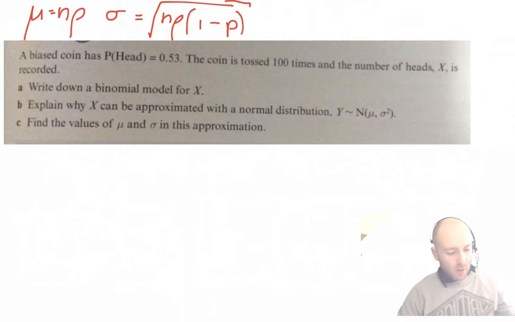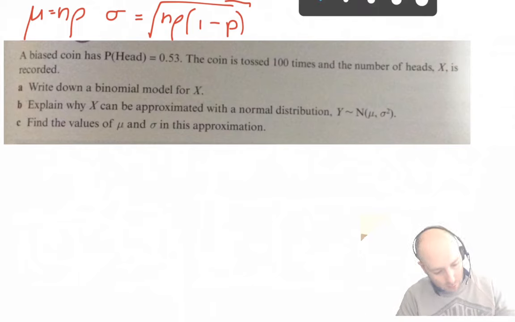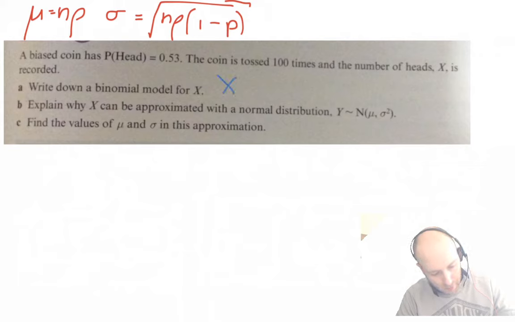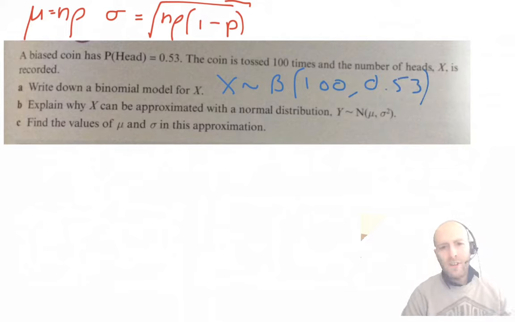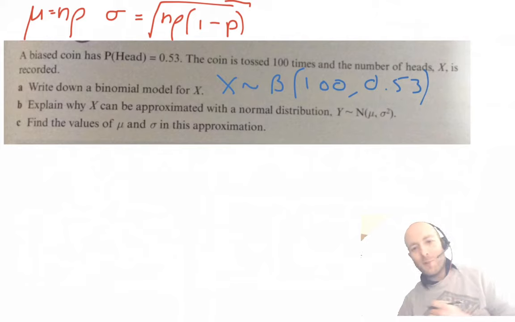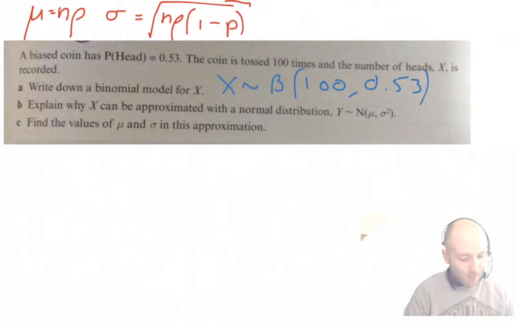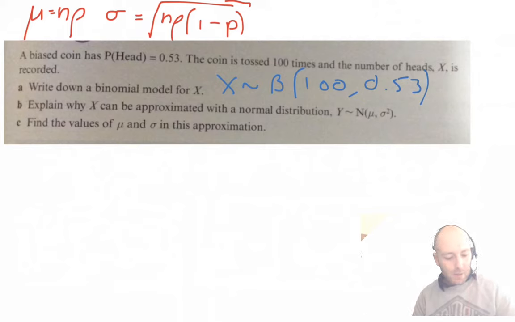So yeah, writing the binomial model, nice and simple. We're just gonna do the old x wiggly line B(100, 0.53). It's very slightly biased, that coin. It's almost not worth it. Explain why x can be approximated using a normal distribution.